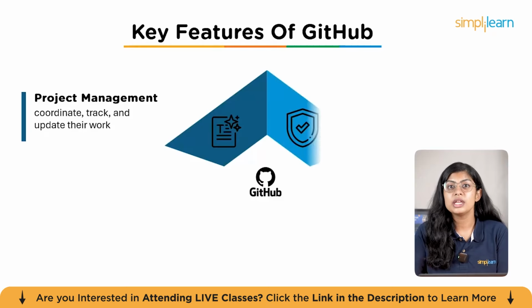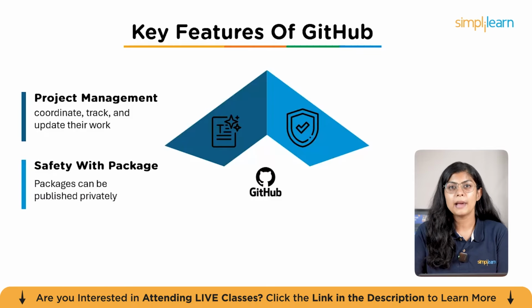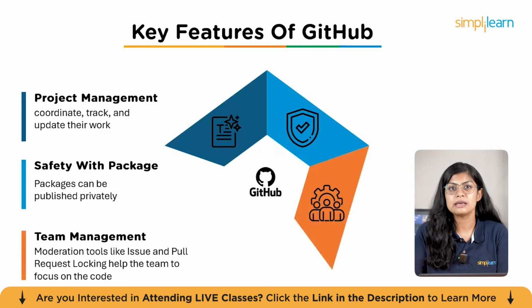The second one is to increase safety with packages. Packages can be published privately within the team or publicly to the open source community. The packages can be used or reused by downloading them from GitHub. And the third one is effective team management. GitHub helps all the team members stay on the same page, organized. Moderation tools like issues and pull requests lock in the team to focus on the code.